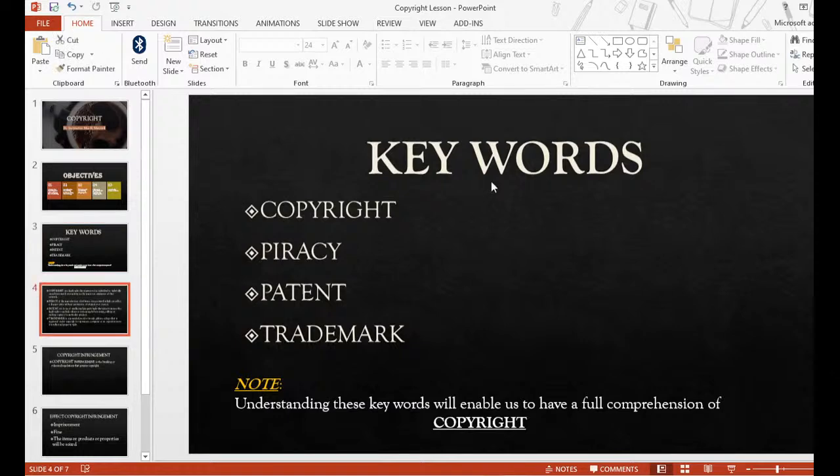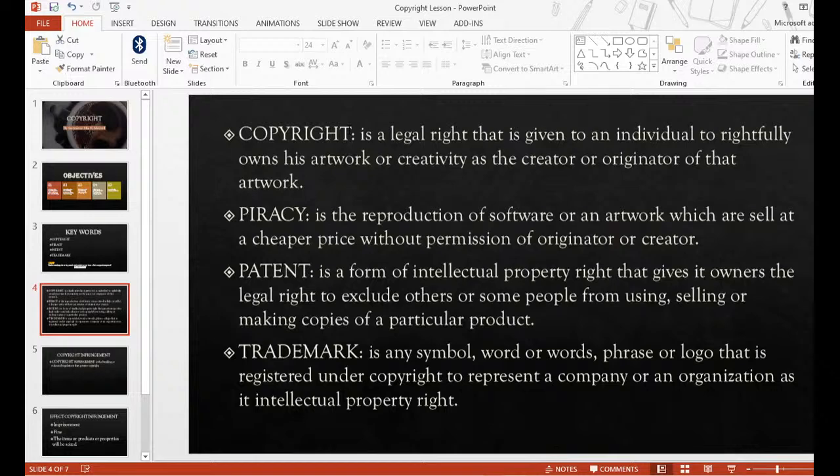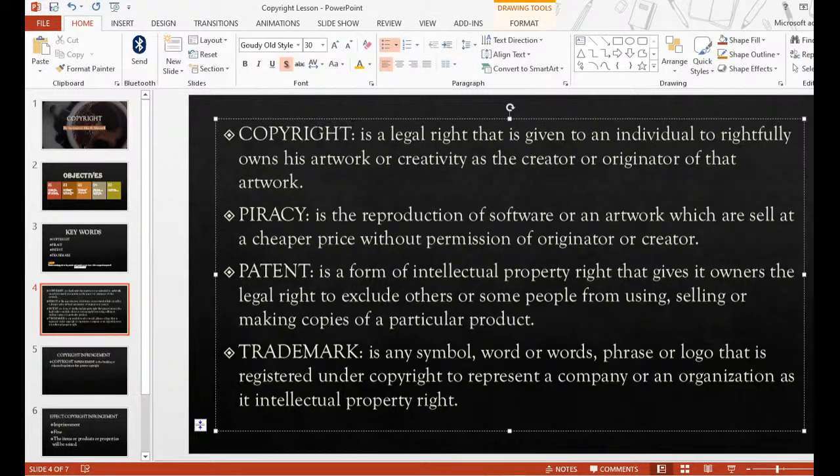So the first thing is what? Copyright itself. What is copyright? You might see it in different kinds of materials, giving you different meanings, but the only thing that copyright is talking about is a legal right. A legal right that is given to an individual to rightfully own his artwork or creativity as the creator or the originator of that artwork. So a legal right that is given to you as an individual to own something as the creator of it is what we call copyright.